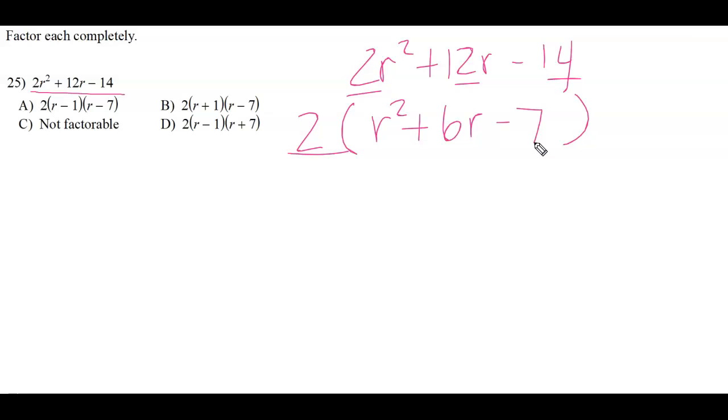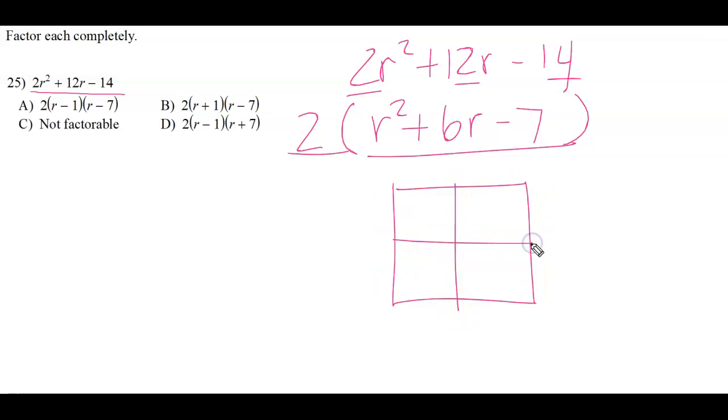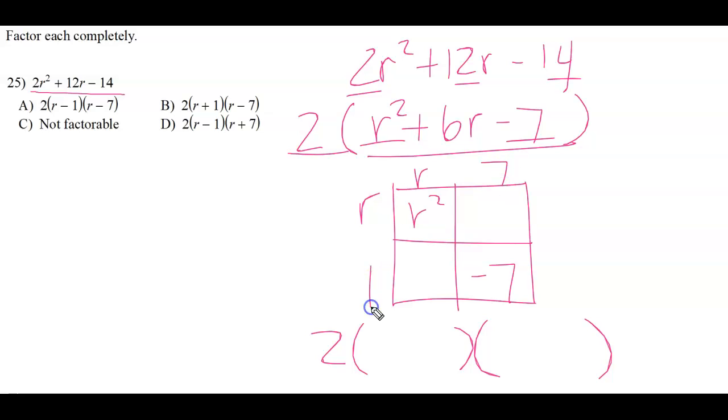Now, we're still not done though. This thing on the inside has 3 terms. So for that, I would apply the box method. And when I'm all done, I'm going to put my answer down here. Okay? So first term of the trinomial goes here, last term of the trinomial goes here. Two things that multiply together make r squared, or r and r. Two things to multiply together make 7, or 7 and 1.